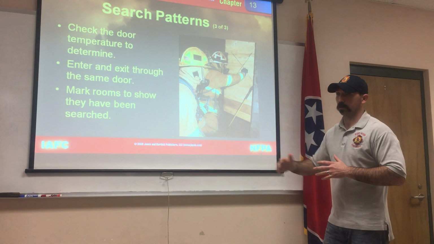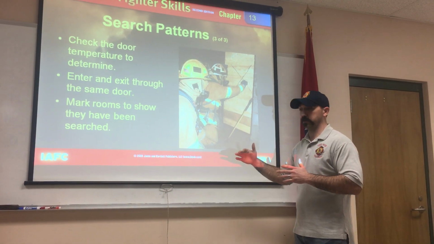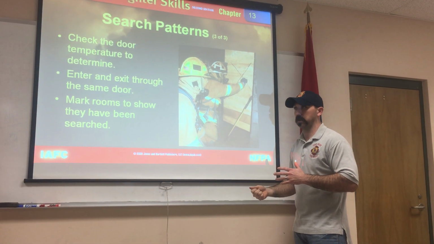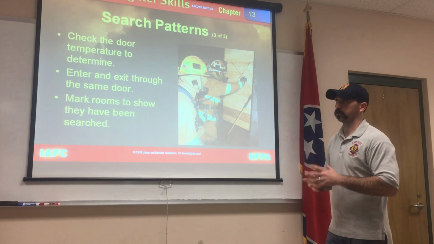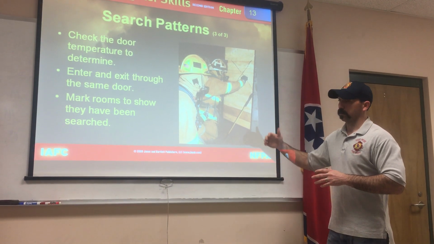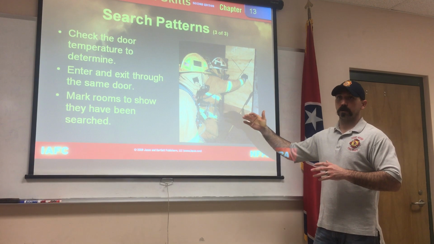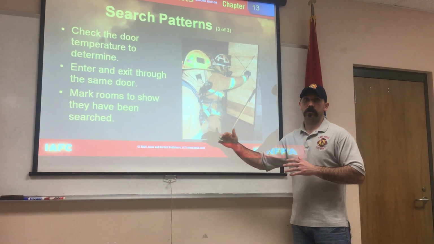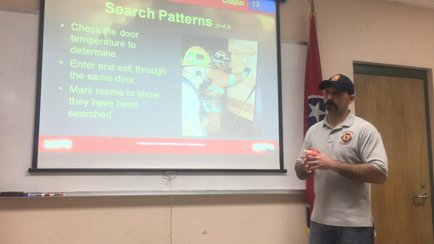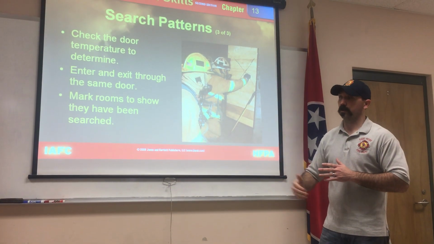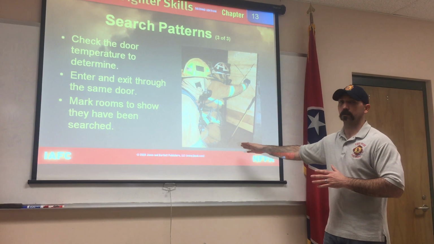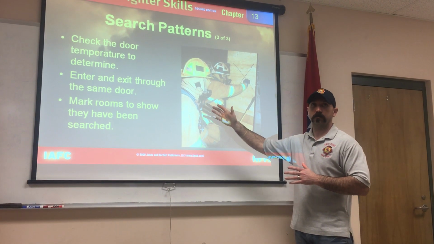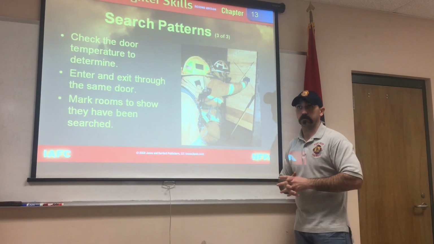Once you come out of those rooms, if it's low visibility, we're just going to close the door behind us and continue on to the next search. If there is any visibility, we need to make sure we mark that door, so when a secondary search happens, whichever team comes for that secondary search can see that door and say, look, it's marked. It's already been searched. And they can move on to the next room.